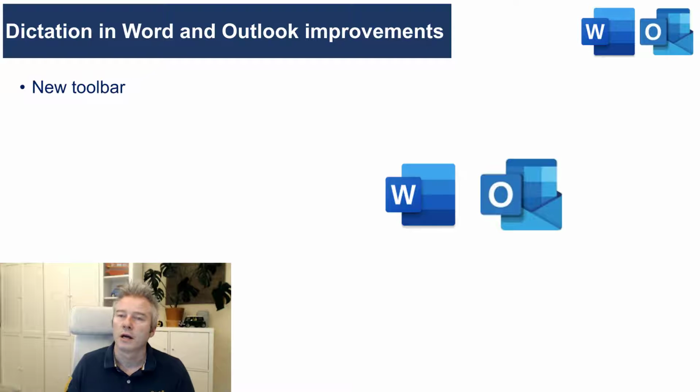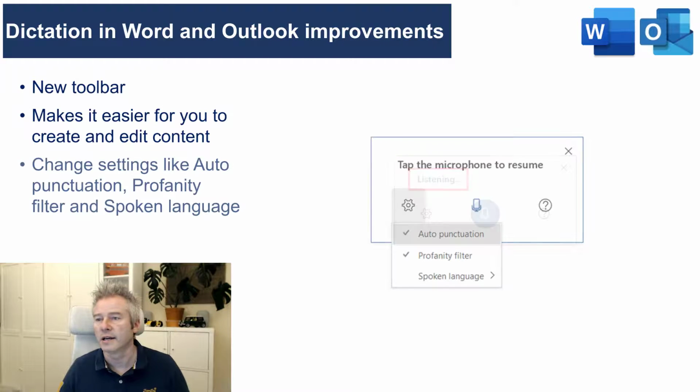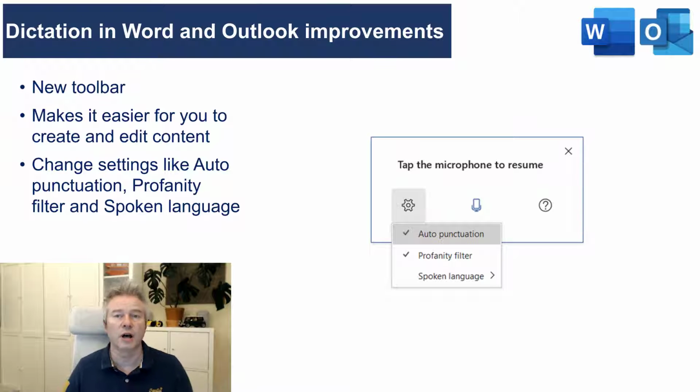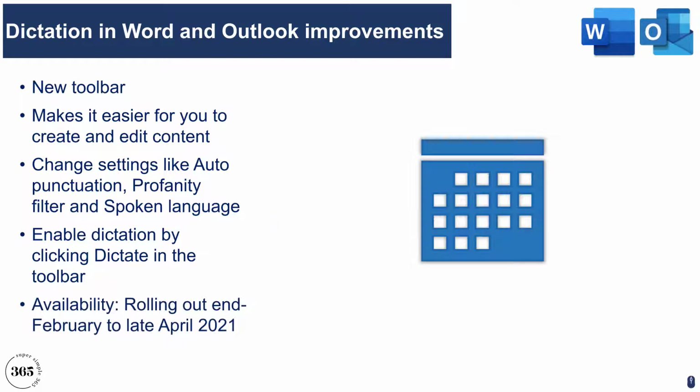Now, dictation in Word and Outlook. So it's getting a new toolbar, which makes it easy for you to create and edit content, and you can change the settings. Like you can choose auto punctuation, profanity filter, change the spoken language. So there's nice simple settings in there, and it's enabled by going to the top right hand corner on the ribbon and clicking on dictate. That is another one rolling out late February, right up until late April.